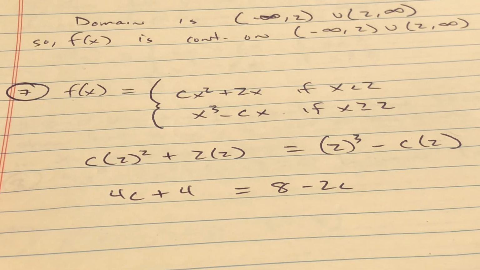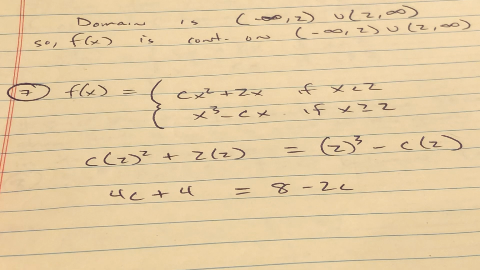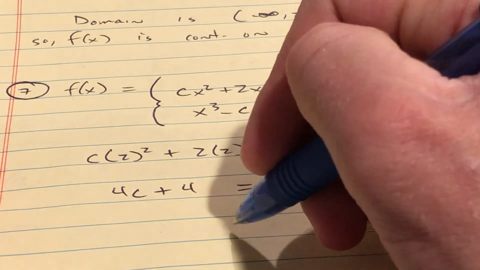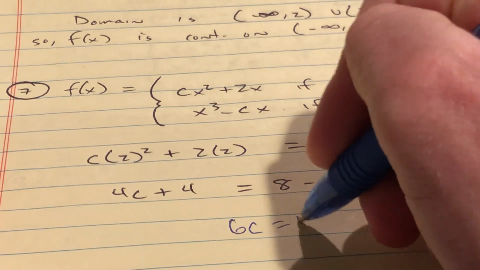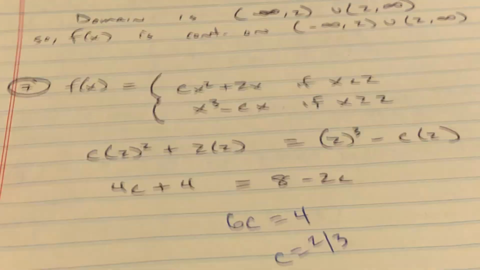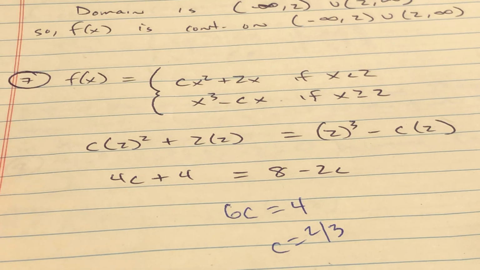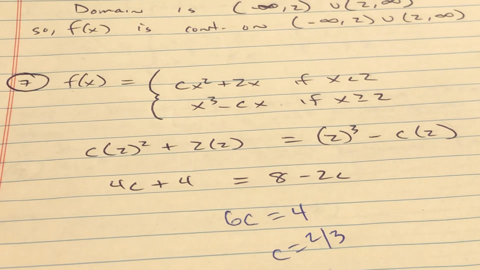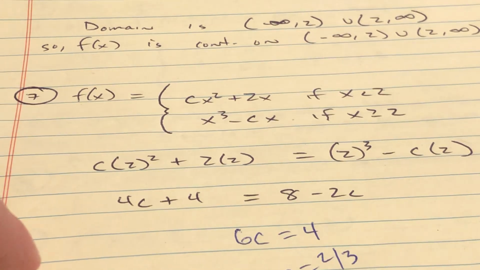And I did not continue with this. So you're going to get 6c is equal to 4. C is equal to 2/3. There you go. That is the value c. So that's f of x is continuous.